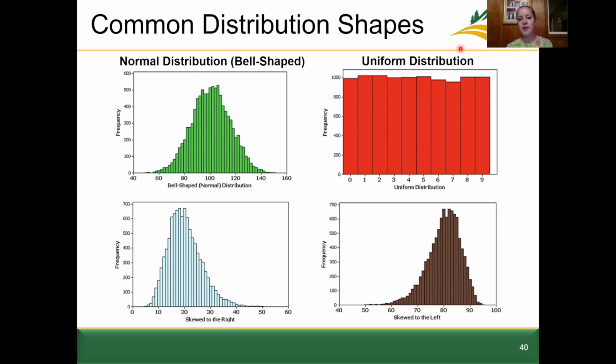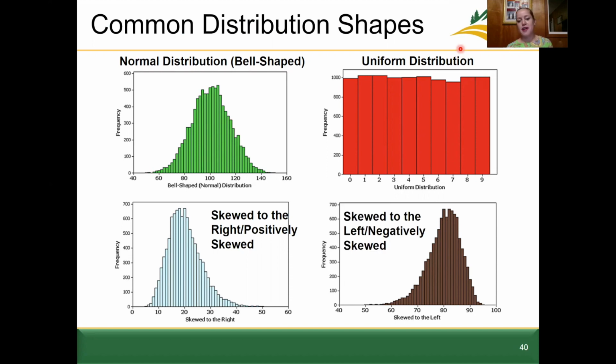On the top right, we have a uniform distribution where the data are almost the same in each class. So that's why we call it a uniform distribution. Here on the lower left, we have a histogram that's skewed to the right or positively skewed. On the bottom right, we have a histogram that's skewed to the left or negatively skewed. And we'll go into more detail on these three.